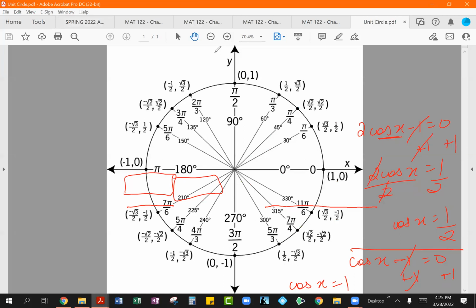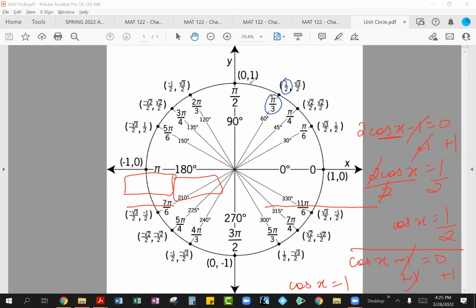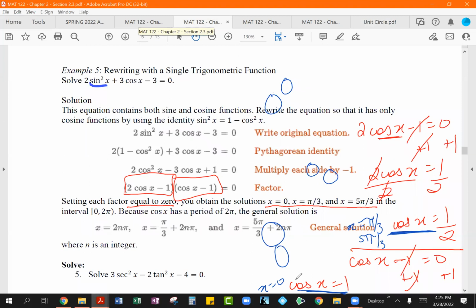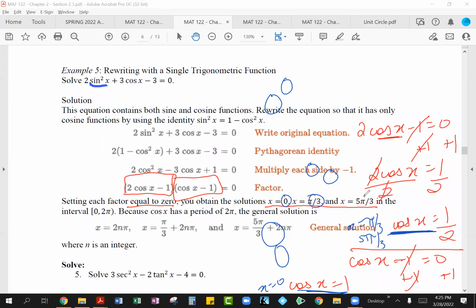So let's see, cosine is going to be equal to 1/2 right over here. So that's the pi over 3. And 1/2, 5 pi over 3. So from this one over here, you are getting x equals pi over 3 and 5 pi over 3. For cosine equals 1, cosine equals 1 is going to be right here. So that's going to be an x value of 0 for this one. So that's where you got the 0, the pi over 3, and the 5 pi over 3. So that's how you are coming up with this.